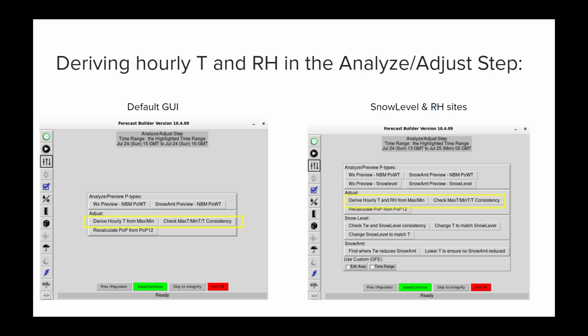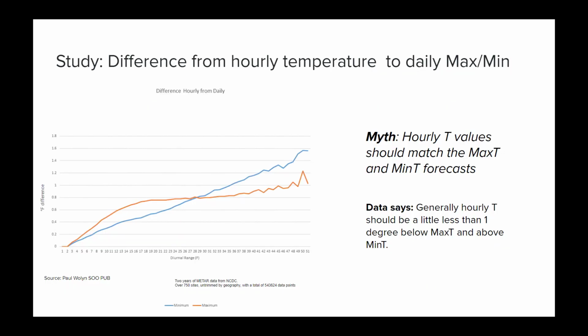This module will discuss the highlighted buttons, what they do, how the algorithm creates hourly temperature and/or RH from max and min values, and why there are some issues with the MBM data that ForecastBuilder is correcting. But first, let's talk a little bit about hourly temperature and max and min temperature.